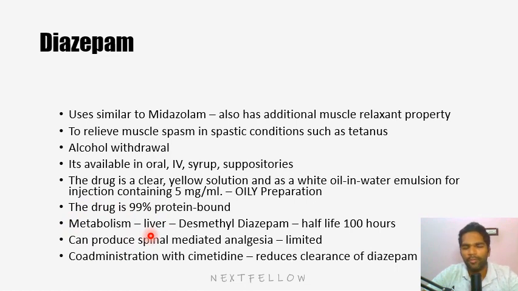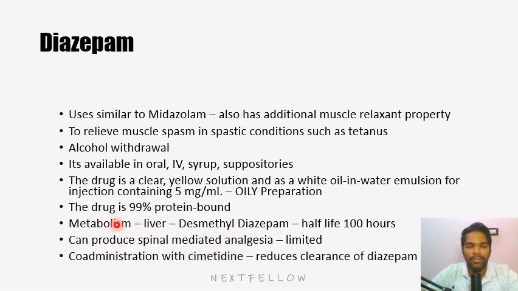It is metabolized by the liver, and it is contraindicated in patients with liver failure, because diazepam will take a very long time to be metabolized. The intermediate is desmethyldiazepam. The half-life of this desmethyldiazepam is 100 hours. So it can never be used in liver failure patients, because of this very long half-life even in normal patients. Imagine what will happen if you give it to a liver failure patient. They will go into severe respiratory depression and very long-lasting sedation, and it can produce spinal mediated analgesia.